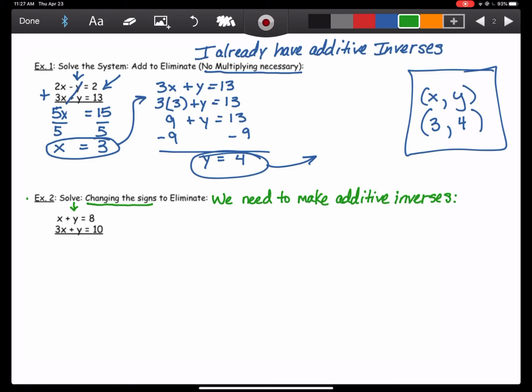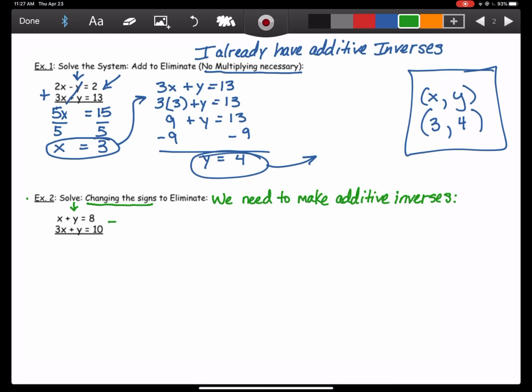I could look at the y column and notice that the y's are identical, and all I would need to do is multiply one of these equations by a negative 1, and that would turn my y column into negative y, and the other y could just stay positive y. So you can choose whichever one you want, okay? I'm going to show you just multiplying by -1.